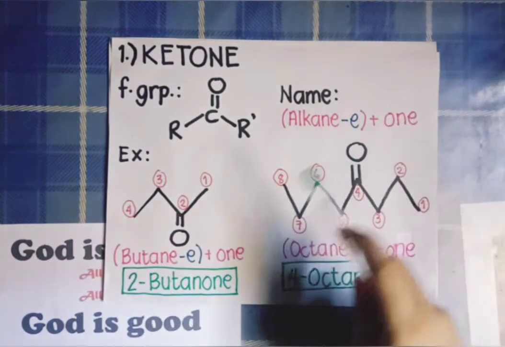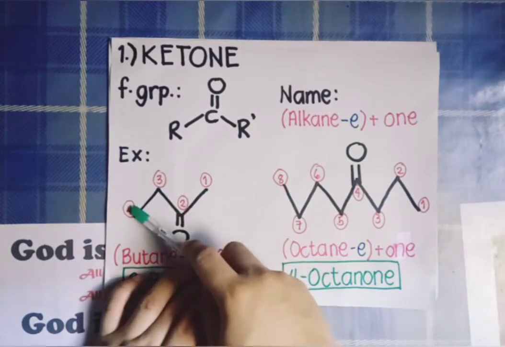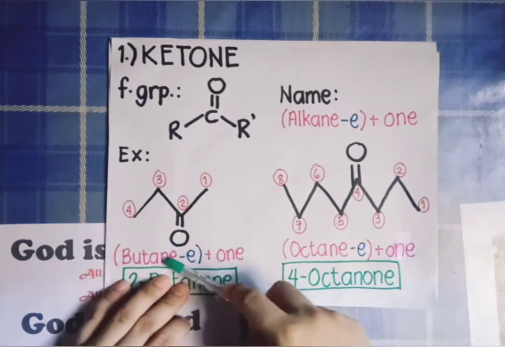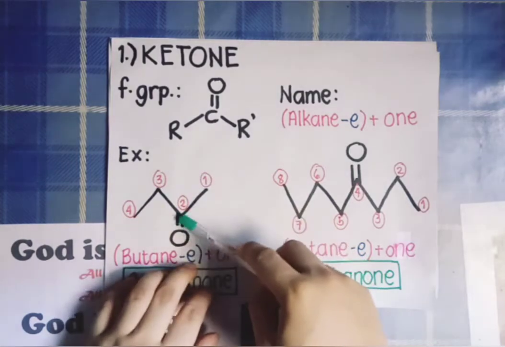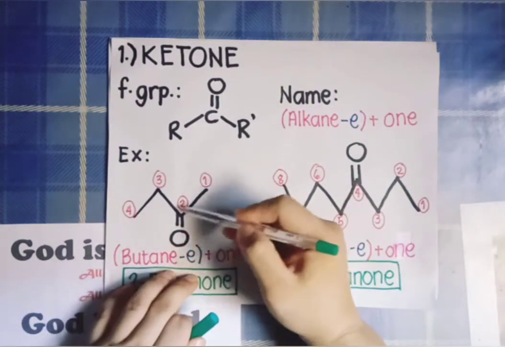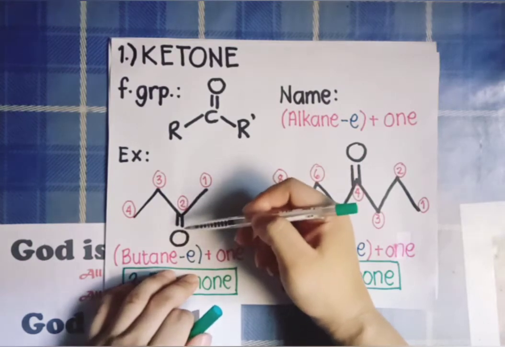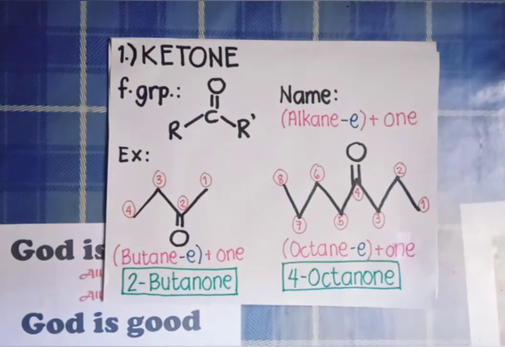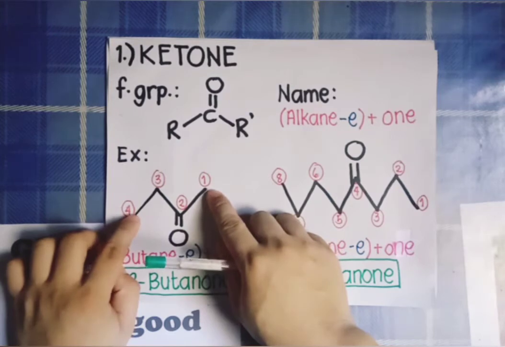For example, let's have here a molecule which consists of 1, 2, 3, 4 carbon atoms, and therefore our alkane here is butane. That's butane minus E. Now, take note that the C double bond O, this one, can be found in the middle carbon. It is not found on the terminal carbon. In this compound, we have here two terminal sides, this side and this side. And among these two sides, which one is nearest to our C double bond O or to our ketone group?